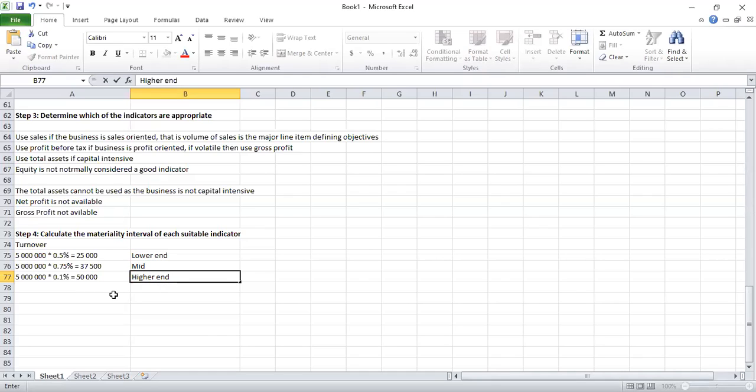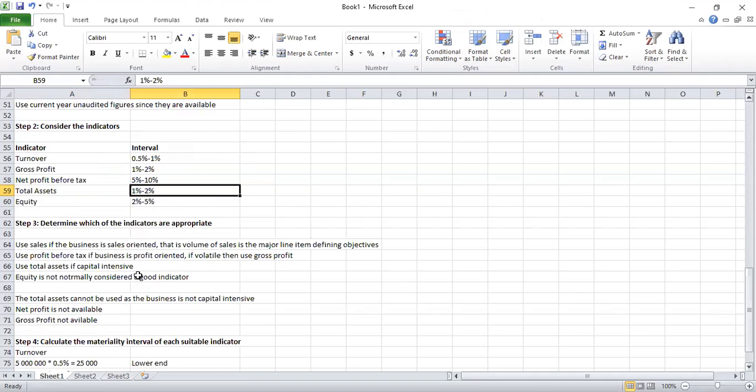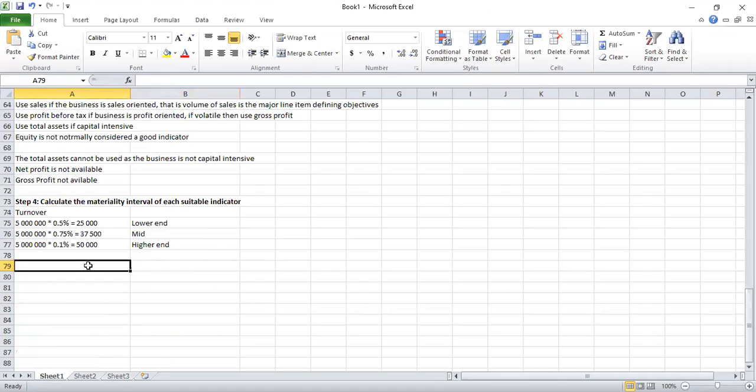So we can choose any of those three alternatives on the turnover. If profit before tax was a suitable indicator, you're also going to calculate the three. That means for profit before tax, you could take 5%, 7.5%, and 10%. If assets were there, you could take 1%, 1.5%, and 2% of the assets if they were a suitable indicator. So you calculate for all of them, right? Then after calculating for all of them, you now come to the last stage.